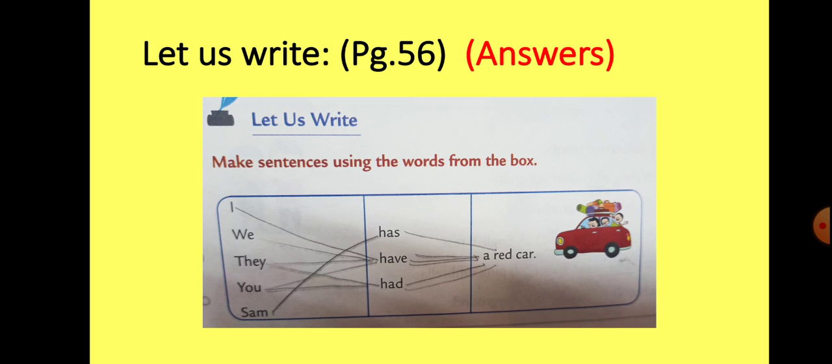You, with you we use have. So you have a red car, or you had a red car. Then Sam is singular. Okay, so we have to say Sam has a red car, or Sam had a red car. When you say Sam has, it means he has it now in the present. When you say Sam had, then it is past. Now he doesn't have it, he had.